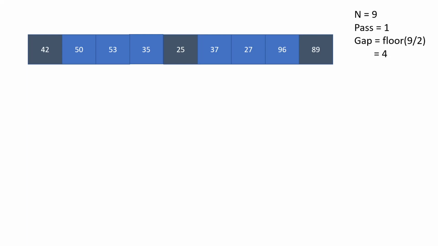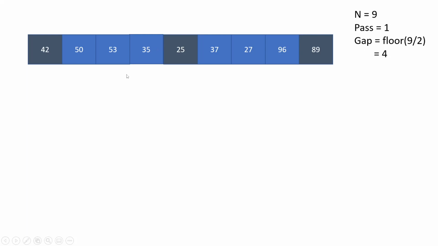And gap is the distance between the two elements that we're going to compare. So we find the gap by dividing the number of elements by 2 and finding the floor of it. Since the floor of 9 divided by 2 equals 4, we'll compare elements that are 4 numbers away from each other. So first we'll compare 42 and 25, since they are 4 elements away from each other.